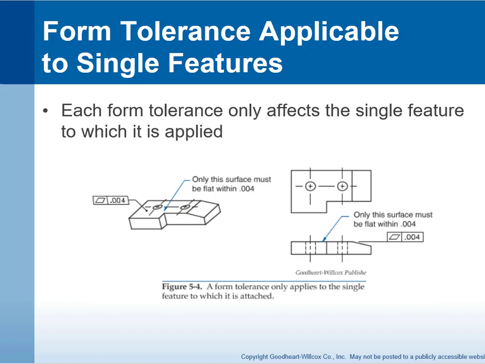Okay, form tolerances applied to single features. Each form tolerance shown below affects the single feature to which it applies. So what I have here is a flatness tolerance of 4 thousandths, and it's applied to this upper surface. So it only applies to this upper surface. It doesn't apply to the width, doesn't apply to any other surfaces. It only applies to that upper surface.